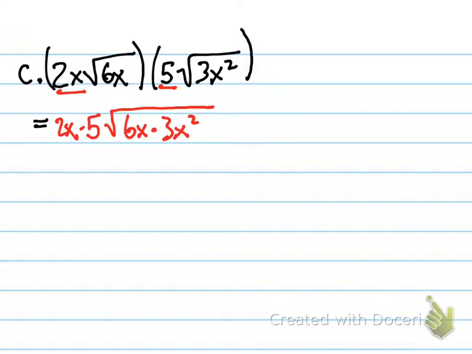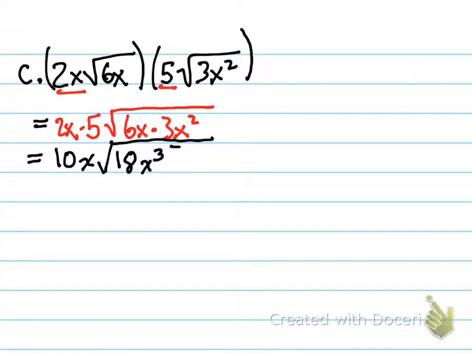Alright. 2 times 5 is 10, so we're going to have 10x square root. 6 times 3 is 18. And we have 1x here and 2x here, so it's going to be x to the power of 3. Now, normally we'd be done, but we want to break up our numbers again. I know this seems repetitive, but we're going to do it.